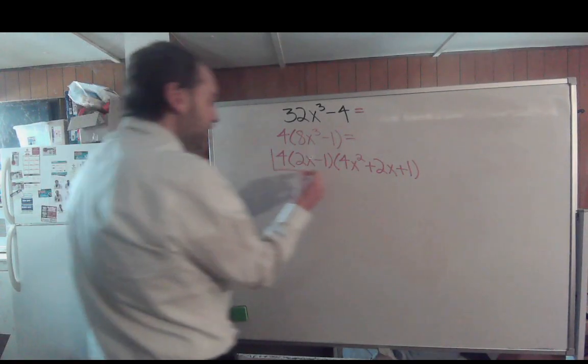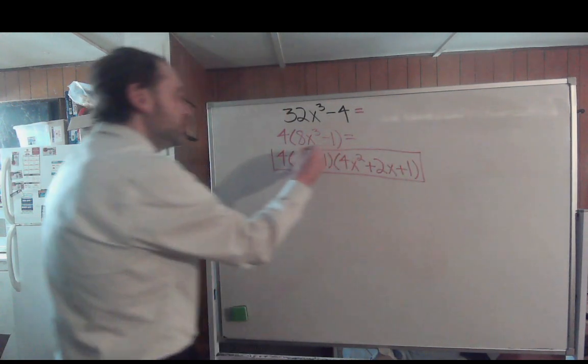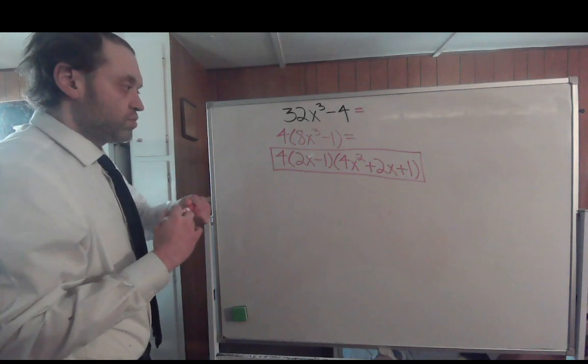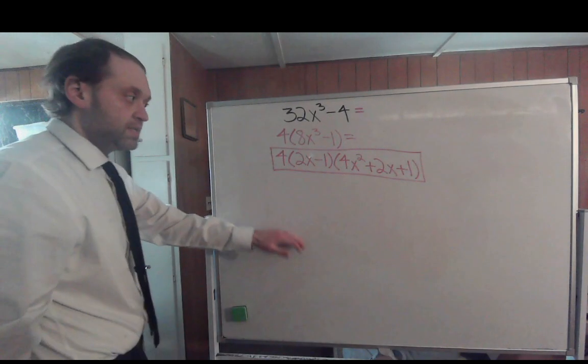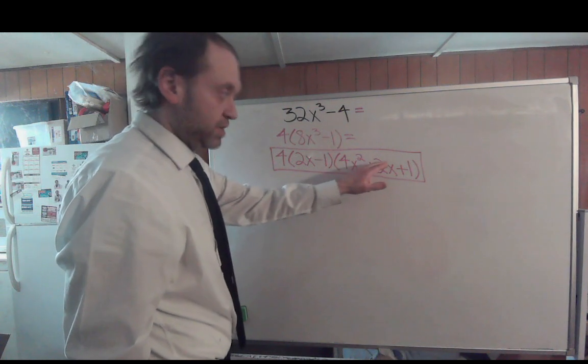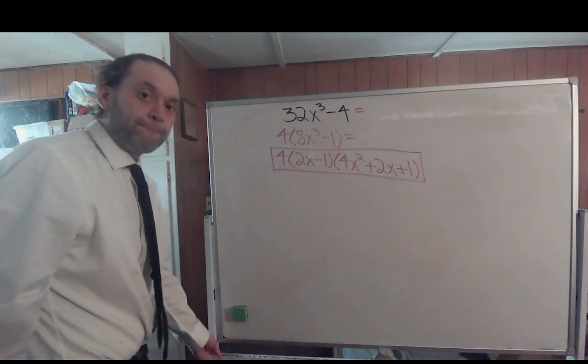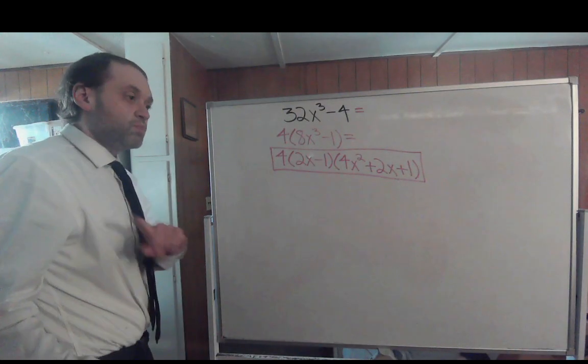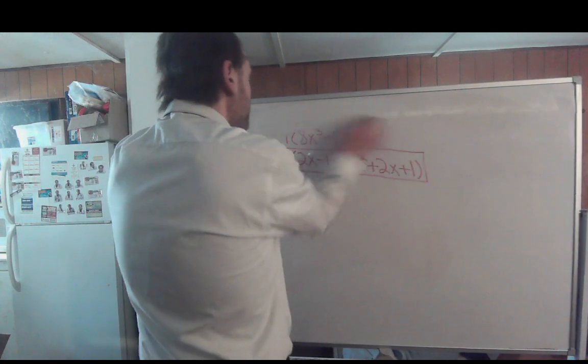So the complete factorization of this is going to end up being 4 times the quantity of 2x minus 1 times the quantity of 4x squared plus 2x plus 1. And I got just one more and we're done for the day.